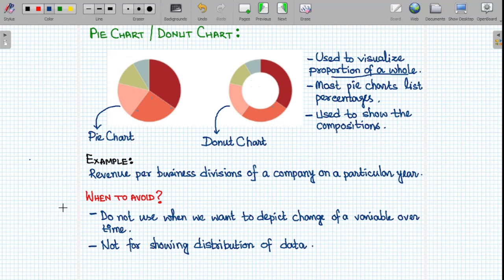Let's understand when to avoid pie chart. We will not be using pie chart when we want to depict the change of a variable over time. Furthermore, it is not for showing distribution of data.